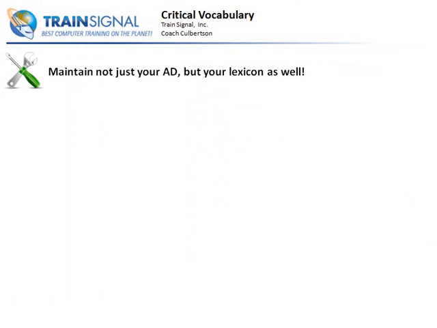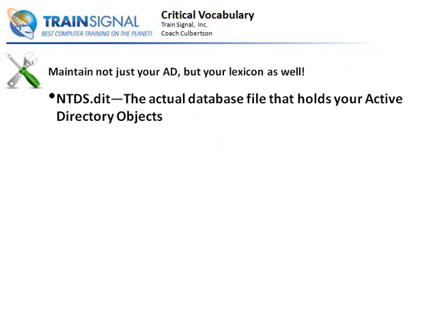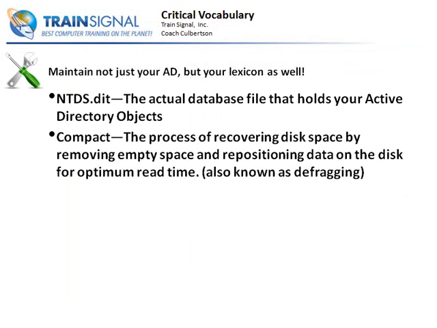All right, so here we go again with a few more vocabulary words. Nothing that extravagant this time, just a few. First of all, remember that ntds.dit is the actual database file that holds your Active Directory objects. So I wanted to give you a quick reminder of that. The compact command for ntdsutil is the command that starts the process to recover disk space by removing empty space and repositioning data on the disk for optimum read time. It's also known as defragging, and don't forget that the compact command actually does produce a new copy of the ntds.dit database.